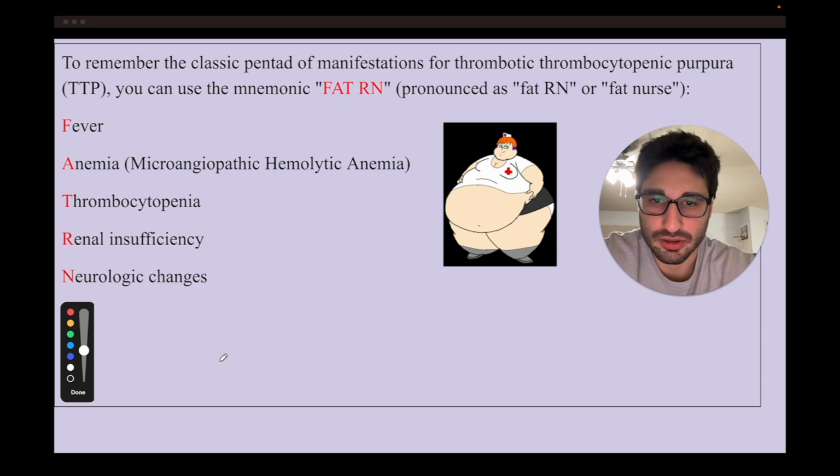So plasma exchange is the treatment, and this is important because if this goes untreated, it can have a 90% mortality rate, so it is very high.